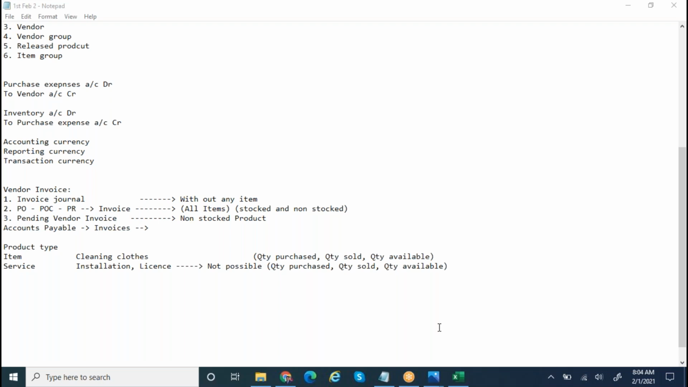So here the main agenda is, suppose I want to verify my on-hand inventory value at any point of time.